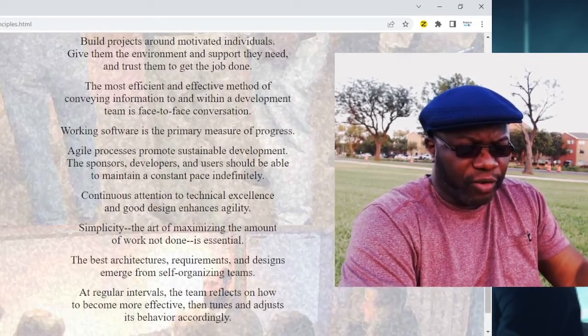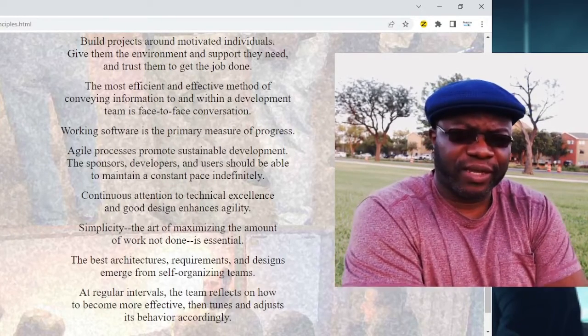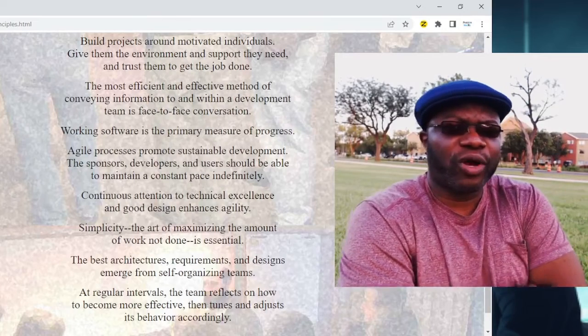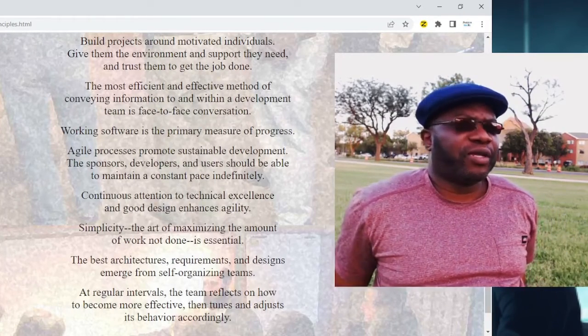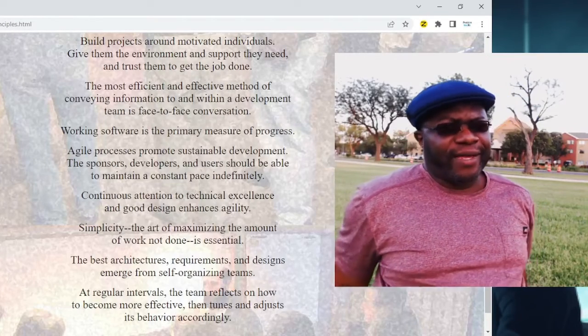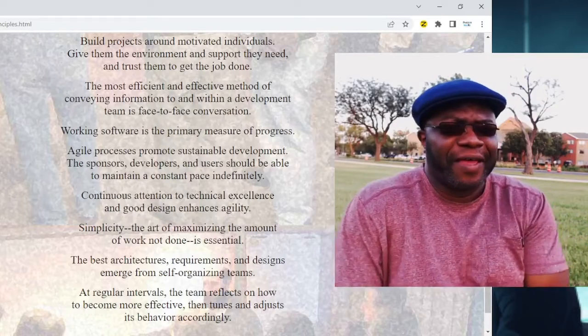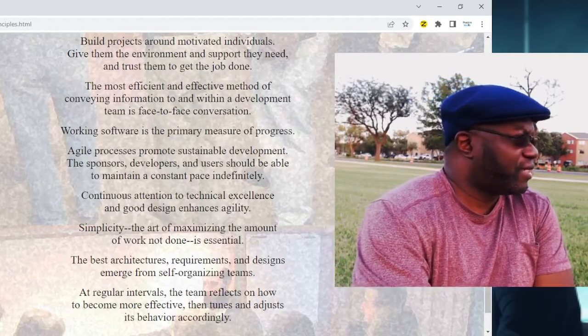Build projects around motivated individuals. Give them the environment and support they need and trust them to get the job done. How would you like to work with a demotivated team? Build a project around a demotivated team. I hate coming into work. Oh, that fly did show up for work. I hate coming into work. I cannot stand the surroundings I'm in.